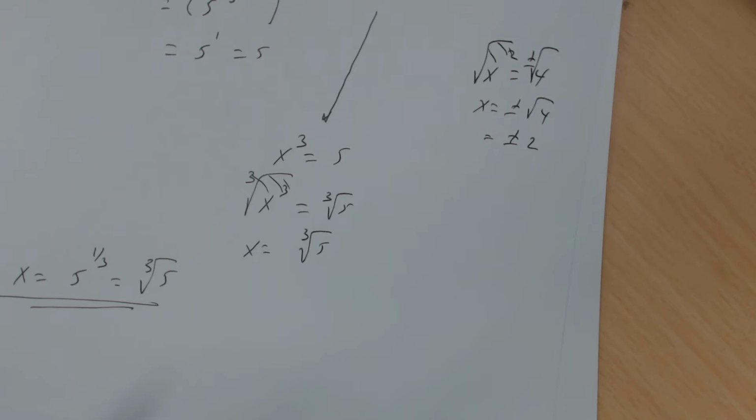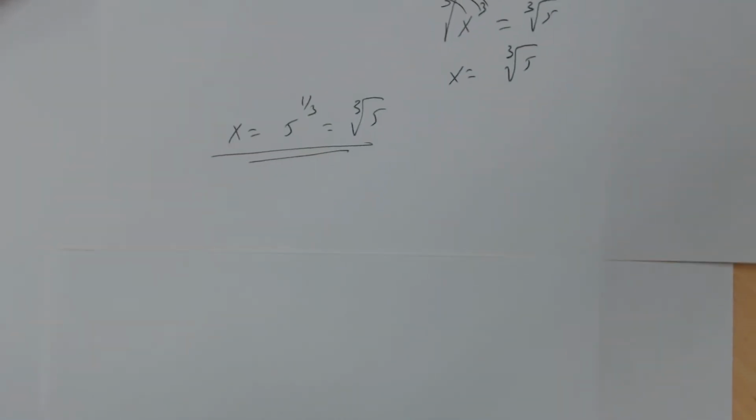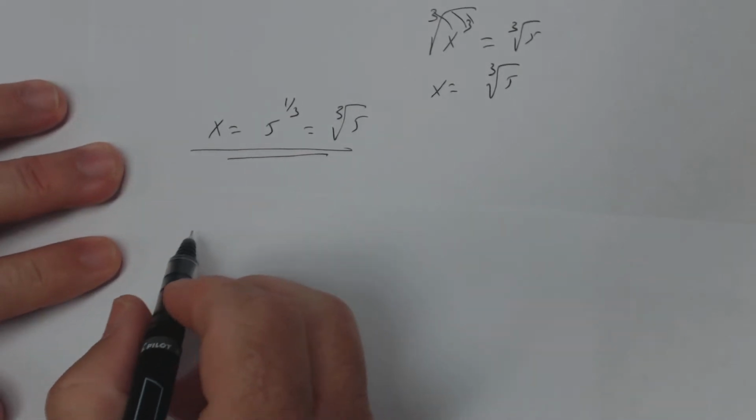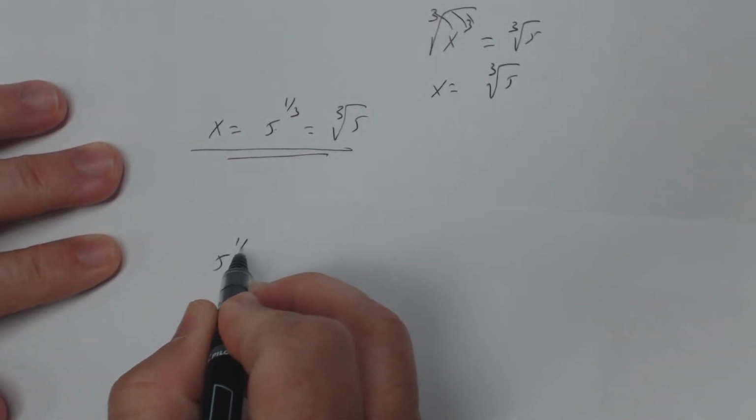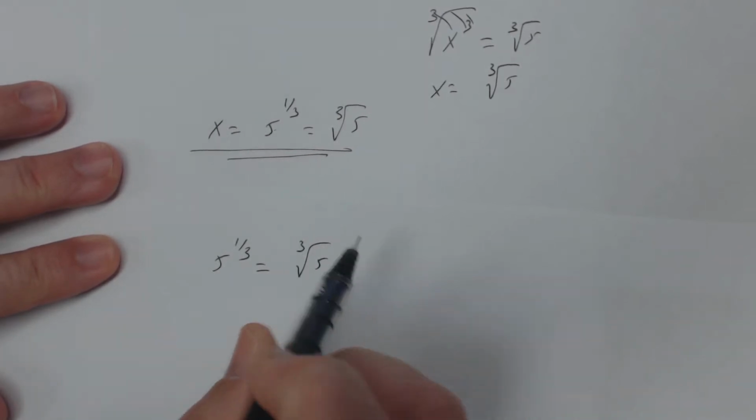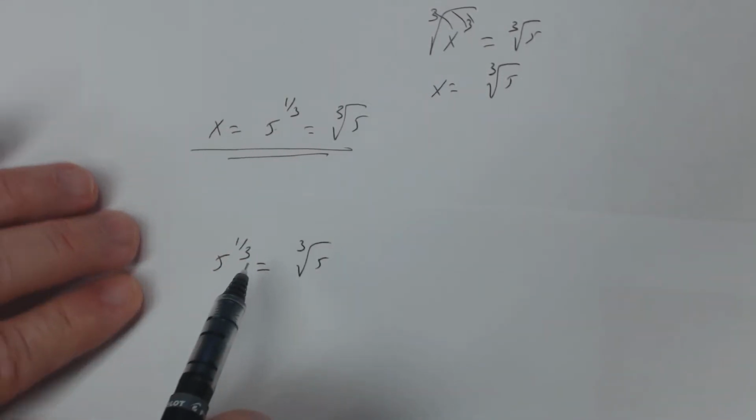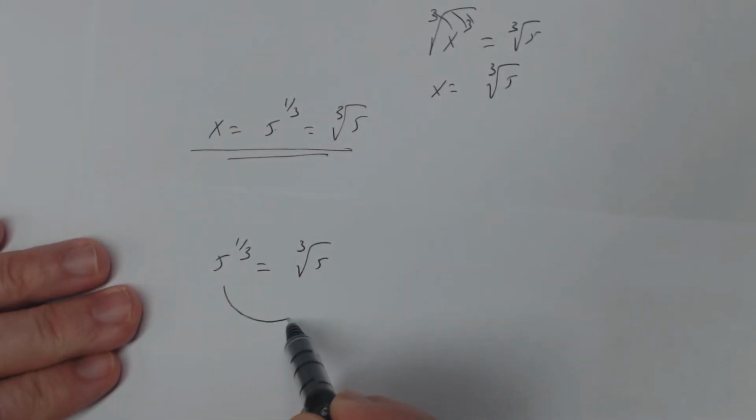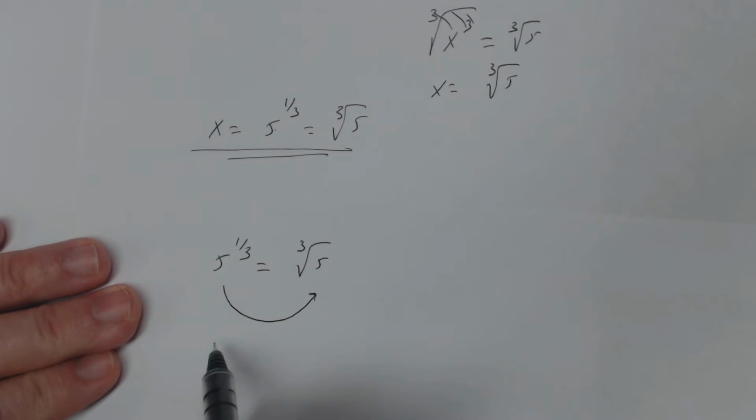Okay, so we have 5 to the 1/3 is the same as saying the cube root of 5. Based on all that we just did, now look at this rational exponent. We can always go from a rational exponent to a radical expression.